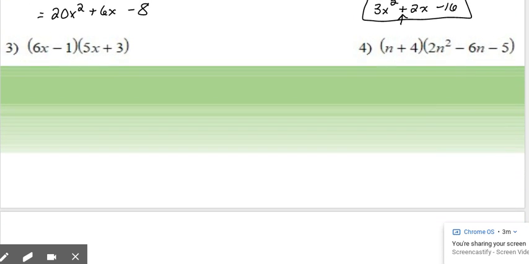All right, number 3. Again, 2 things times 2 things, so 2 by 2 box. Guess I should probably turn the sound off on my phone, huh?